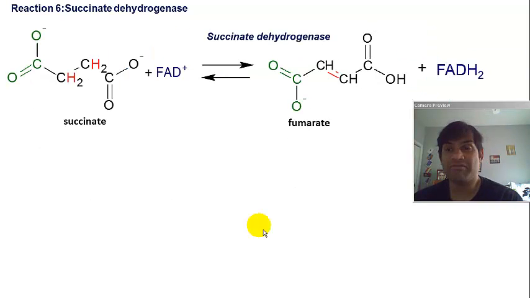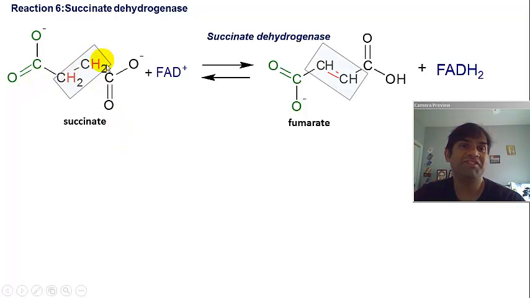In step 6, we have 8 reactions in this cyclical pathway, and that takes the succinate and converts it to fumarate. If you look at the atoms here, this CH2CH2 gets dehydrogenated, and now you have a double bond here, CH to CH. Where do those hydrides go? They go to FAD and reduce that FAD to FADH2. So succinate gets converted to fumarate. The enzyme that catalyzes this is succinate dehydrogenase.